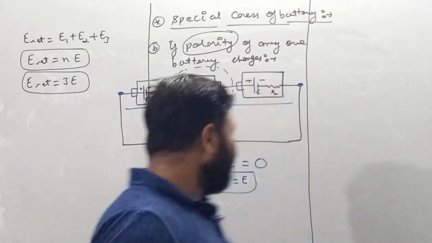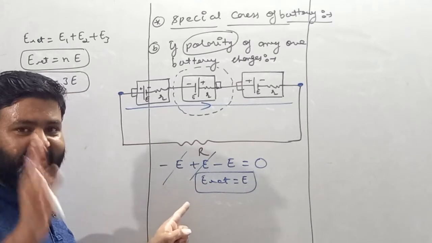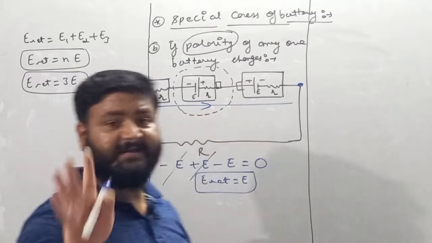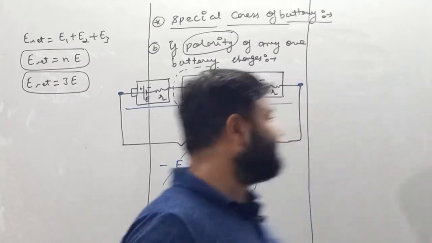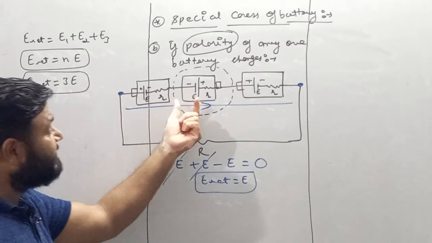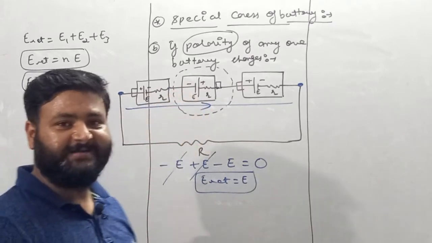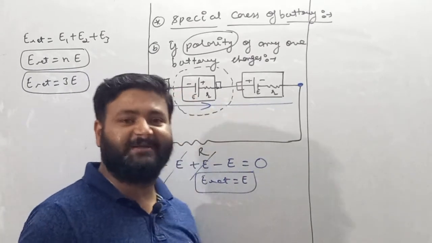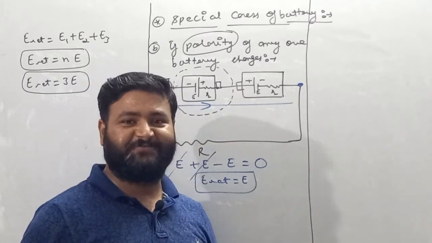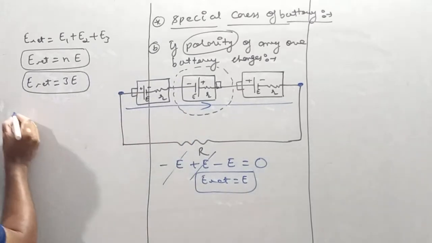So if we understand, the correct answer is 3E. If all the batteries are connected in the right way, then we get net EMF equal to 3E. But I am changing the polarity of one battery, dear student. So if I change the polarity of one battery, we get the difference of two batteries' EMF.